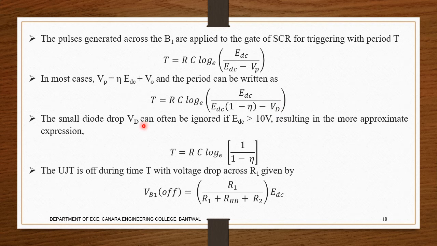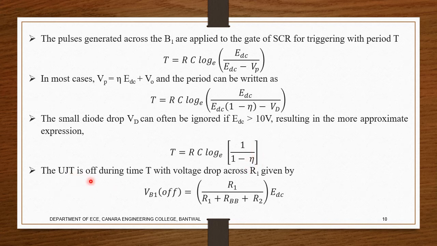If a small voltage drop is there, you can ignore it if EDC is more than 10 volts. When you compare it with 0.6, it doesn't matter much. So we can go for the approximate expression. We need not take the exact value; we can take the approximate time duration when we ignore VD. That we can consider as T. T is equal to RC log e of 1 divided by (1 minus eta). So what it is saying is that it doesn't depend on EDC, whatever you get. The only dependent factors are RC and the resistance value RB1.